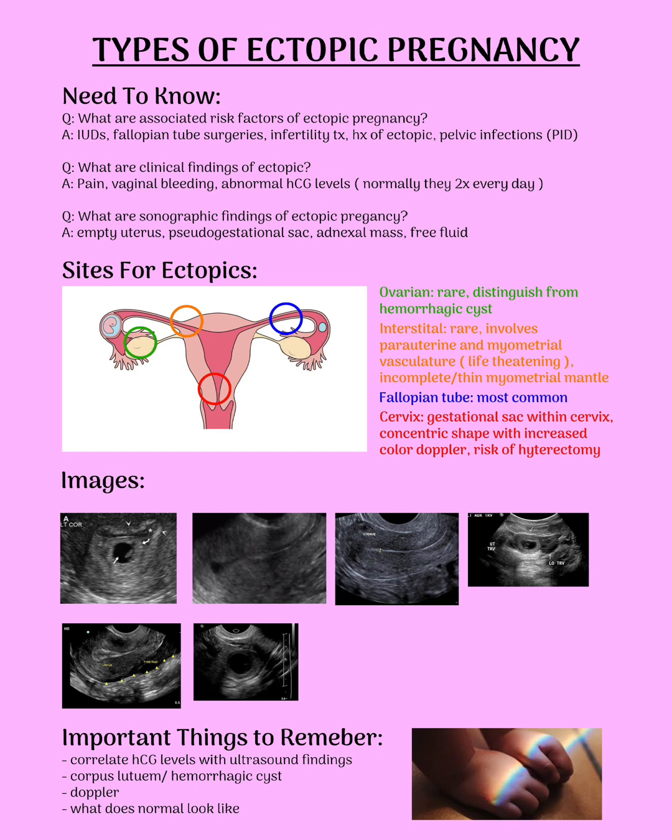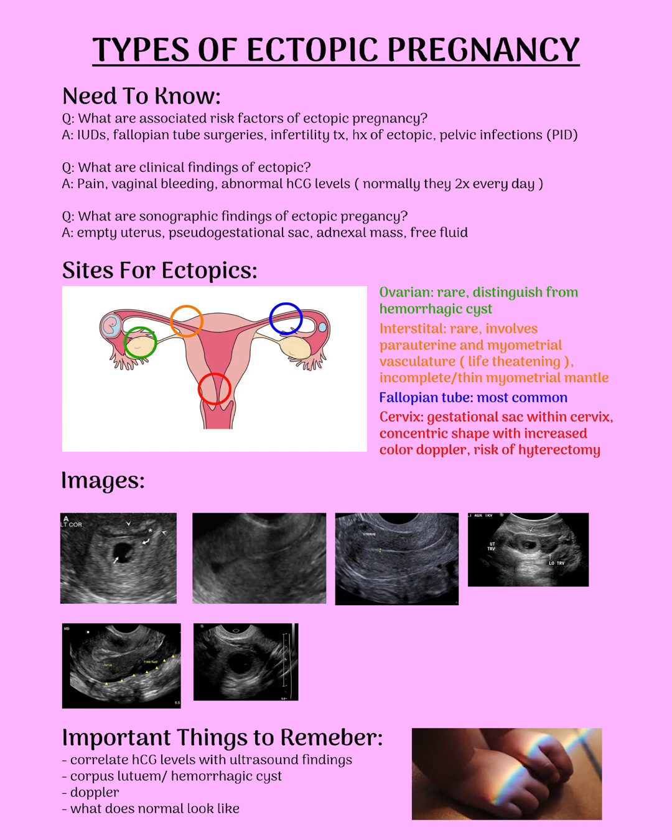Next one is the interstitial, also known as the cornual site. This is also rare, and this one involves the periuterine and myometrial vasculature, so this can be life-threatening if it does rupture. Sonographically, we would see a thin or incomplete myometrial mantle. Next is the most common, which is the fallopian tube.